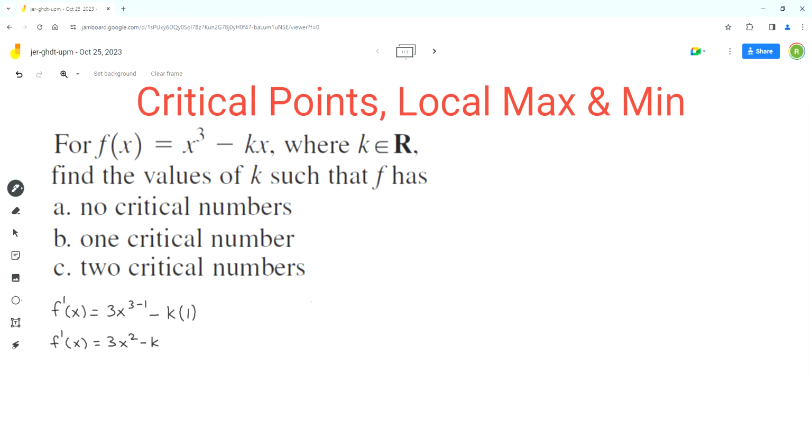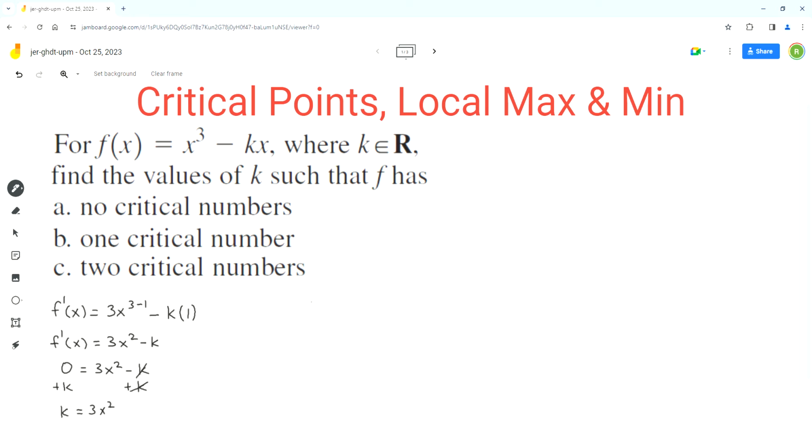Now we have to find the x values that will make the derivative equal to 0. So we set the left side as 0 and we get 0 equals 3x squared minus k. Now we have to solve for x, so we have to isolate x. The first step is to add k to both sides. So the k's on the right side get cancelled out, and we get k equals 3x squared.